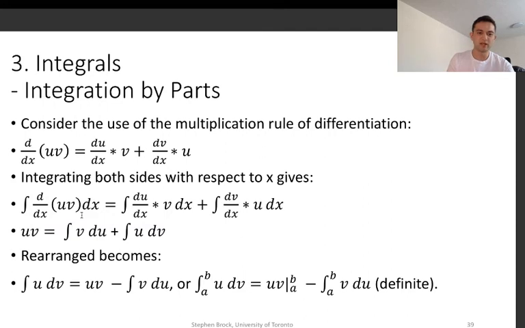Now, this form is not really useful as it is right now, but we can rearrange it to a form that actually does become useful. If we rearrange this by moving the integral of v du over to the other side, and then I just flip the equal sign, the rearrangement becomes the integral of u dv is equal to uv minus the integral of v du. Or in the definite case, the integral of u dv from a to b is equal to uv from a to b minus the integral from a to b of v du.